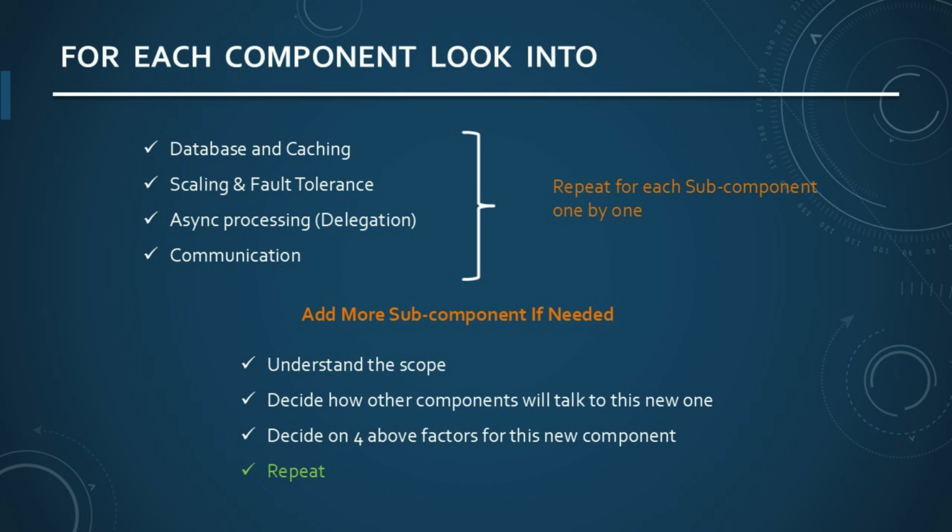First technical component that we would have to think about is database and caching. Anything and everything around storage. How are you storing the data? Do you need caches? If you need cache to make things fast, then where would it lie? How would components talk to that? So first key decision that you would take in a subcomponent is around database and caching.